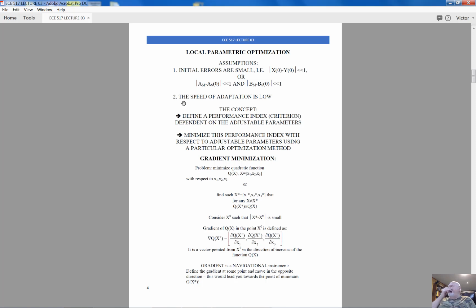The second requirement implies that the speed of adaptation is low, which means that if we're dealing here with a dynamic system, this dynamic system is supposed to have its settling time, and with respect to the settling time, the convergence of our adaptation procedure is much, much slower than the settling time.